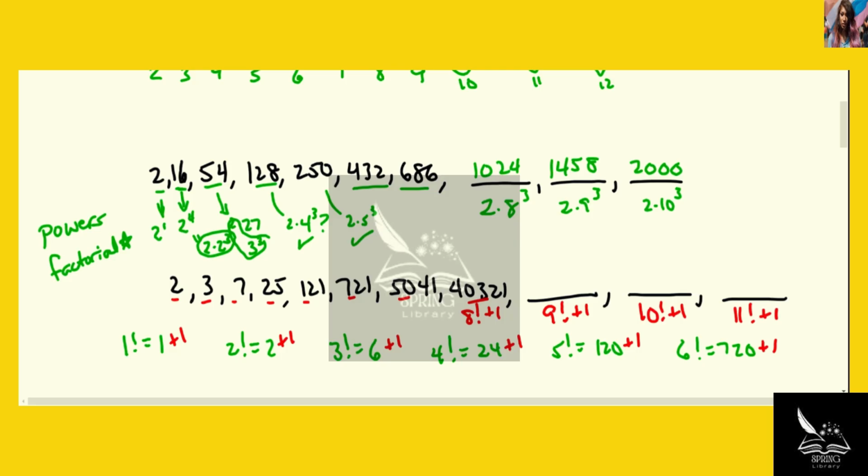And doing those out on your calculator gives you 362,881, 3,628,801, and 39,916,801. So those are all of the sequences, a simple rule for each, plus their next 3 terms.